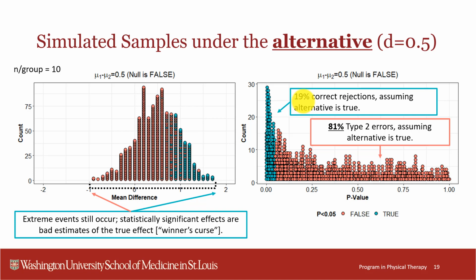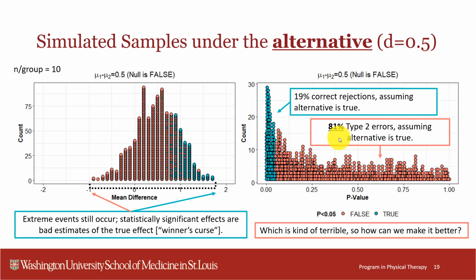19% of the time, we're obtaining a statistically significant result when the null hypothesis is not true. It's false. But that means 81% of the time, we're making a false negative, right? We should be saying, hey, we should reject the null. The null is not true. But 81% of the time, we fail to do that, and it's a false negative. So this is kind of a terrible situation. What can we do to make it better?